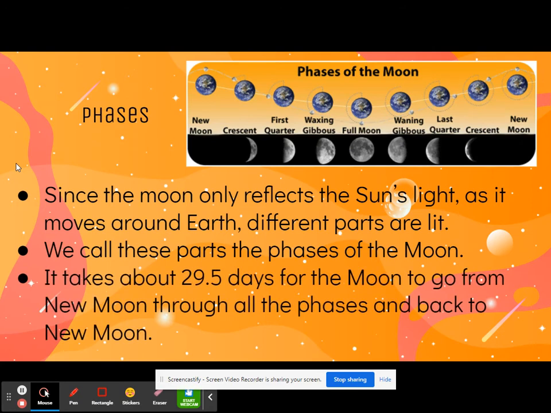And they start with a new moon and end with a new moon. It takes them about 29 and a half days to go through all of the phases and back. So basically, you get a new moon, quarter moon, full moon, quarter moon, new moon every week. The gibbous and the crescents fall in between those. All right.